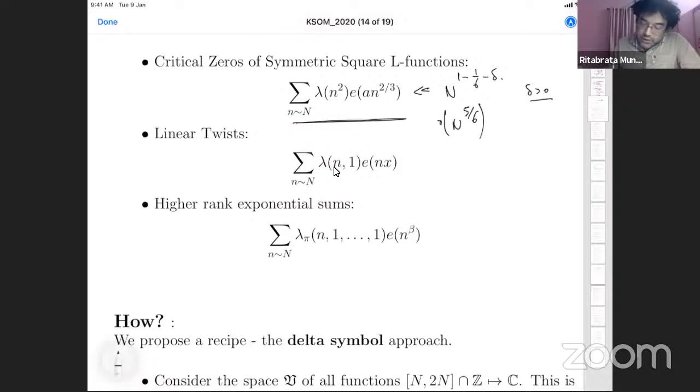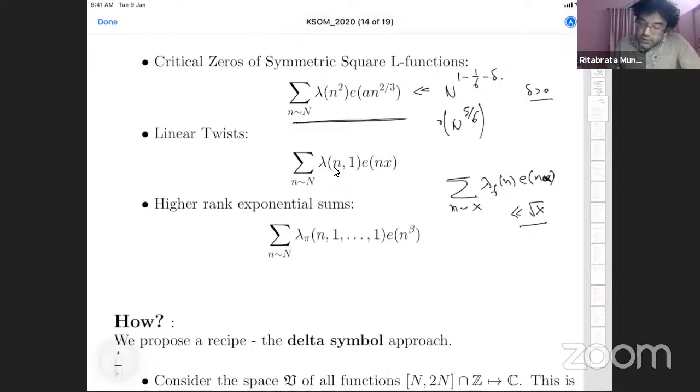The other problem is what's called the linear twist. So if you look at the GL2 scenario, if you look at lambda f of n, these are the normalized Fourier coefficients of a GL2 form, then e(nα), then we know square root cancellation here. Suppose n is of size x, then it is bounded by square root of x, or x to the power 1/2 plus epsilon. That's what's known. It's quite easy actually to prove in the case of GL2.